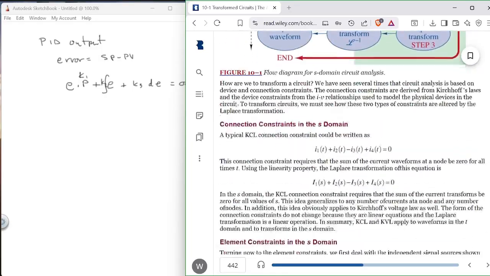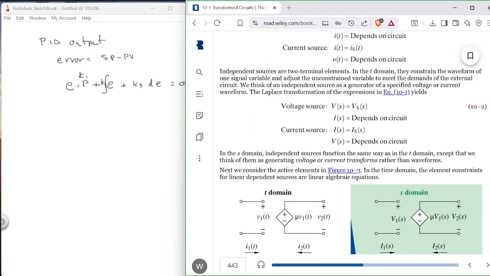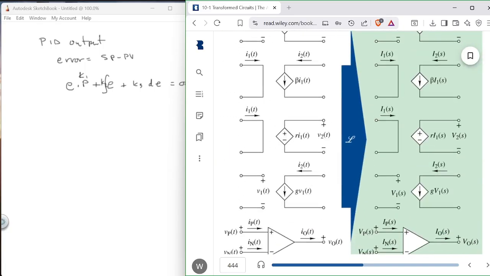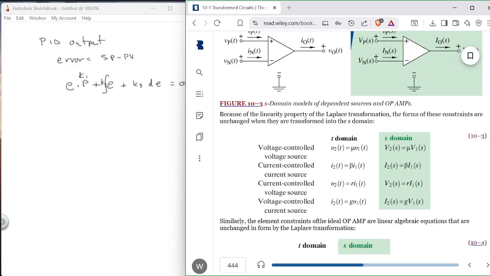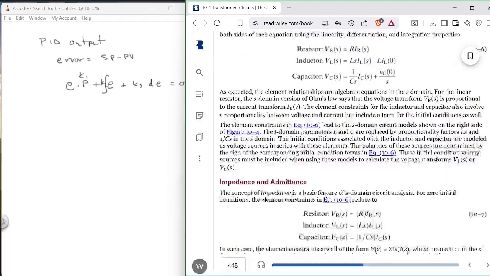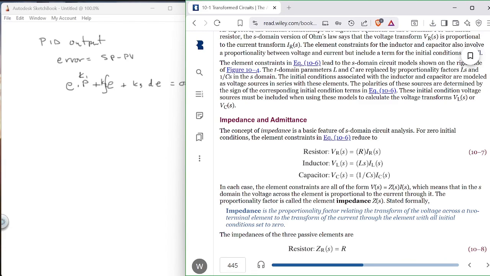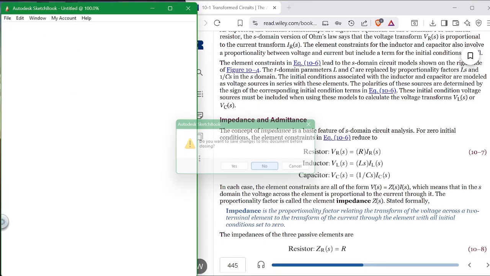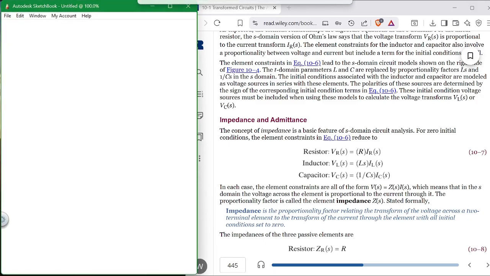The keys to the kingdom are in both chapter 9 and chapter 10, but in chapter 10 they give you a bunch of rules. Here are the keys. If I come up to a resistor, you're going to have to write equations. Instead of writing in the time domain, you're going to write in the S domain. And then we're going to convert back to the time domain.